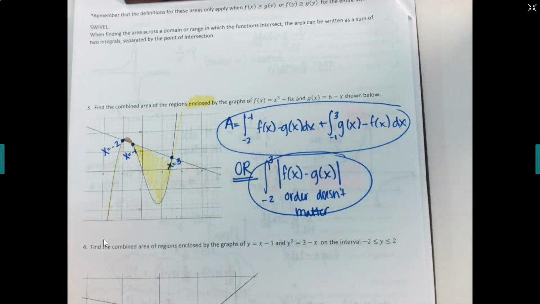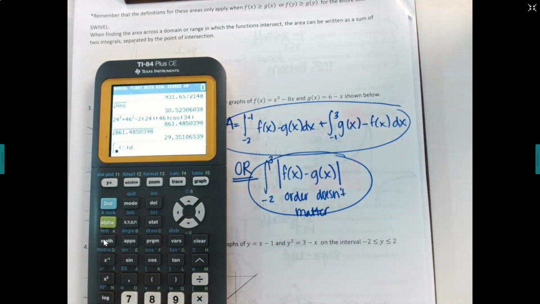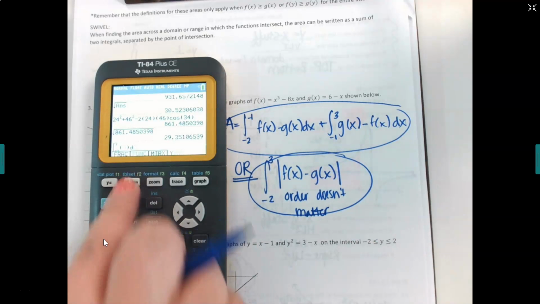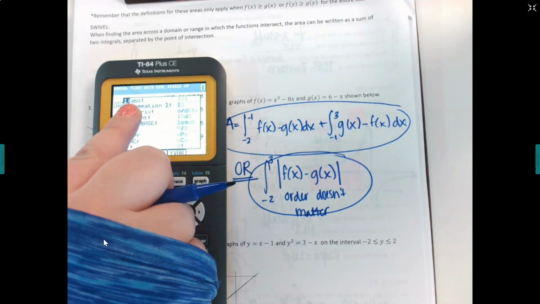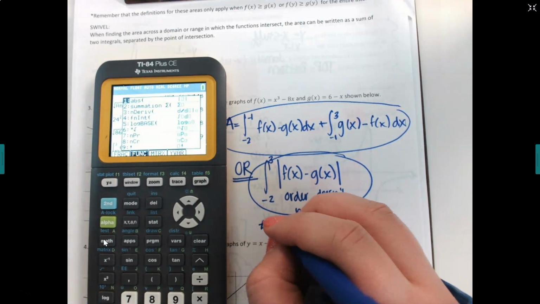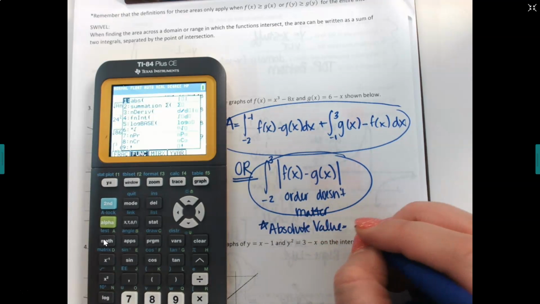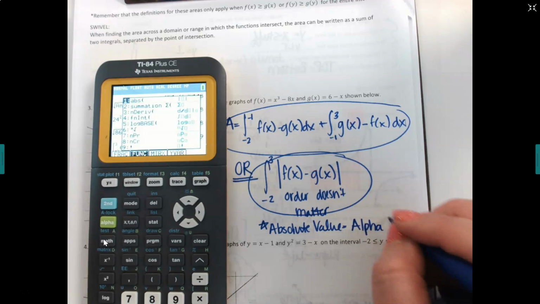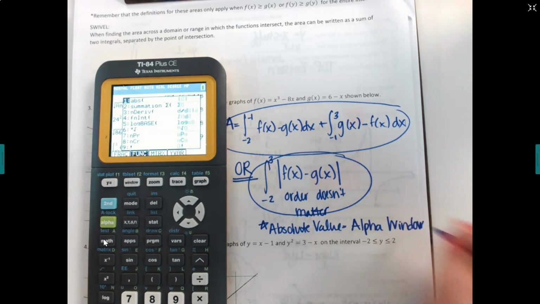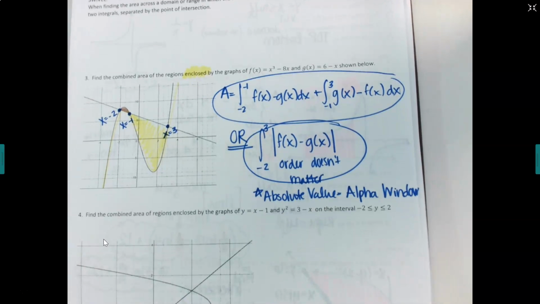Now, to pull up that shortcut, write it down. I would do math 9 to pull up the thing, negative 2 to 3. And then to get the absolute value, you're going to hit alpha window. Do you see right there, ABS? So absolute value is alpha window. Okay, and that is how you would pull that up. All right, come down to number 4.